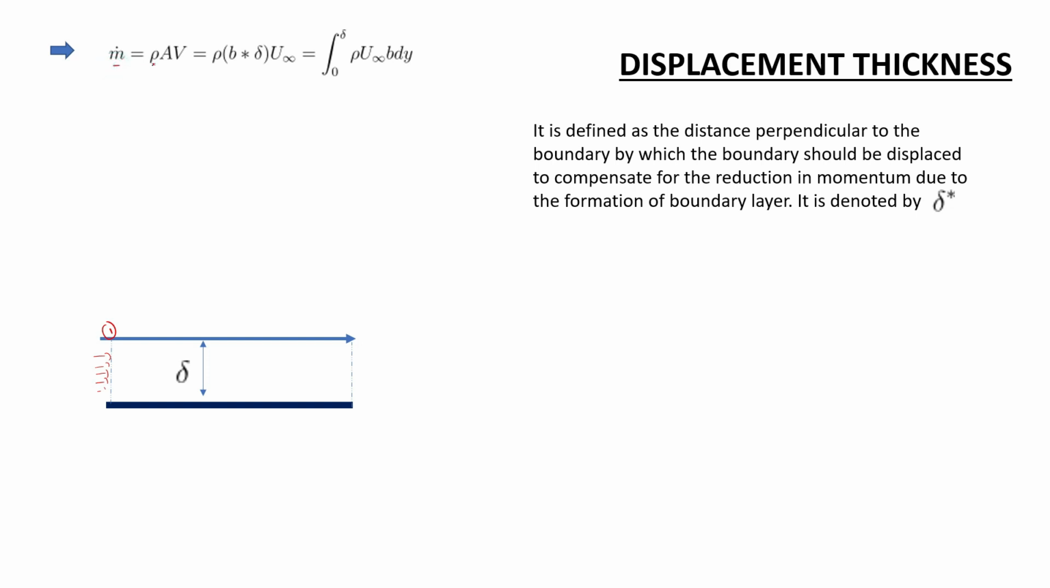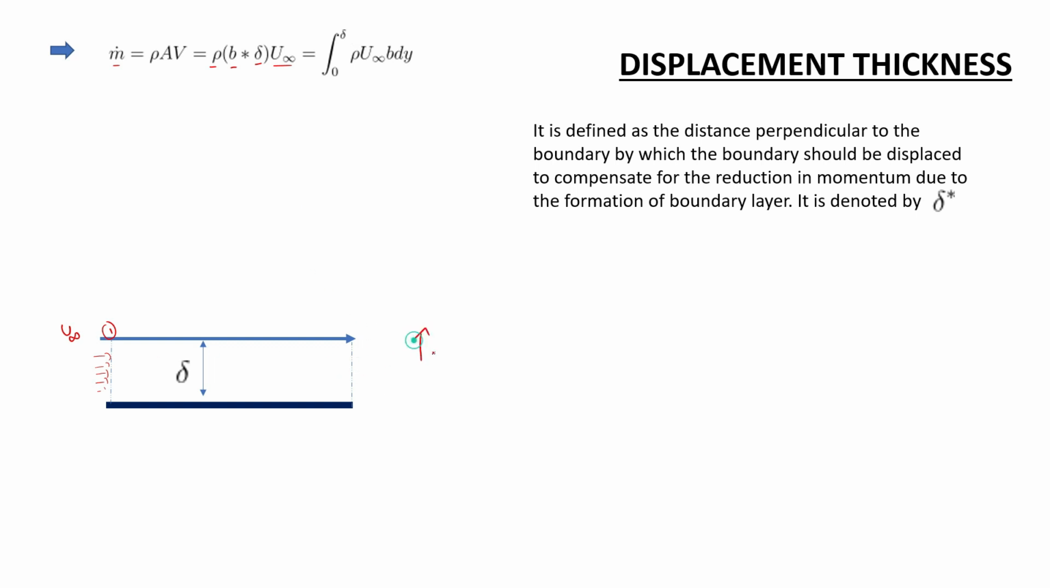equal to m dot, that is found using m dot equal to rho into area of cross section into velocity. Here the free stream velocity is u infinity, the width of the plate is b, and the height here is delta. So b into delta is the area of cross section, rho is the density, u infinity is the free stream velocity. So this can also be written as rho u infinity b dy, integral 0 to delta.